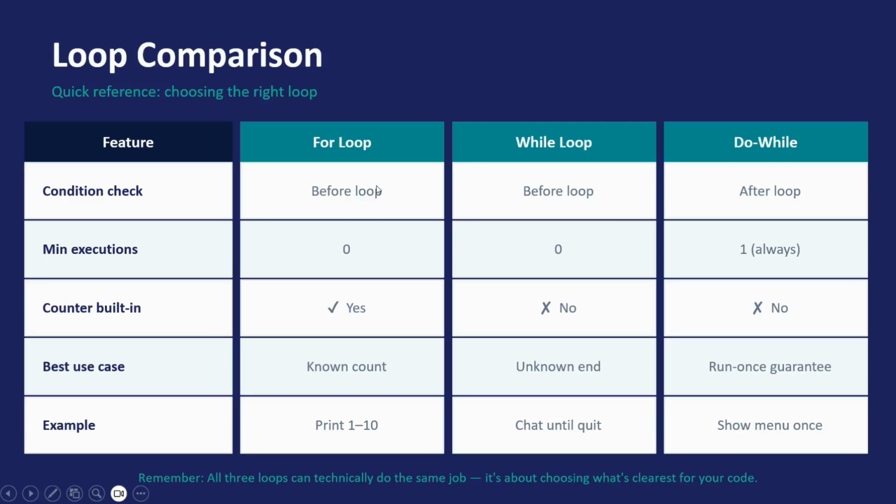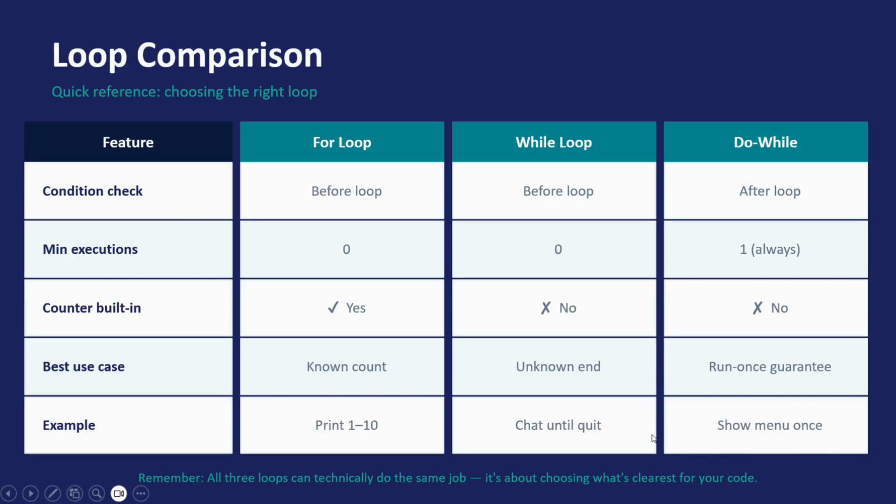Condition check: before the loop in the for loop and the while loop, and after the loop in the do while loop. Minimum execution: 0, 0, and here 1, because the do block is going to run. Counter: yes, no, no, because we don't know when the condition is going to end. The for loop is best when we know the count. When we don't know the count, we use the while loop, and the do while runs at least one time even if your condition is false. Examples: print 1 to 10; chat until quit; menu once.